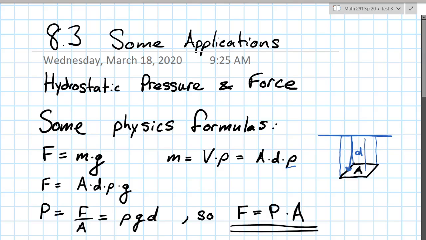Also, the pressure is equal to the force divided by the area. So the pressure is equal to the density times the acceleration due to gravity times the depth. Or if we rearrange this, the force is equal to the pressure times the area. This is the main equation that we're going to use.